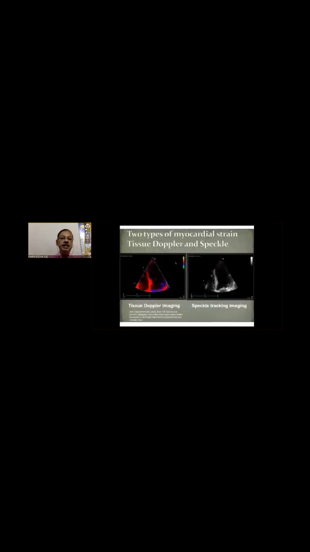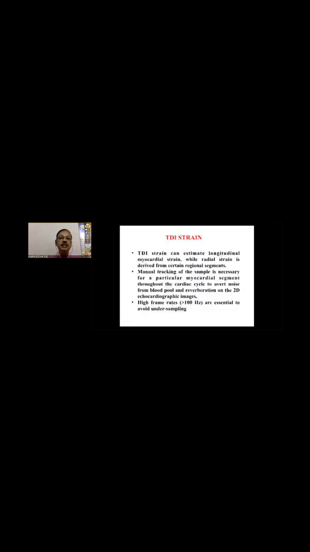So this is the TDI strain and this is the speckle tracking strain. And what is this? TDI strain can estimate the longitudinal strain, while radial strain is derived from certain regional segments, where manual tracking of the sample is necessary for a particular myocardial segment throughout the cardiac cycle to avoid noise from blood pool and reverberation on the 2D echocardiography image.